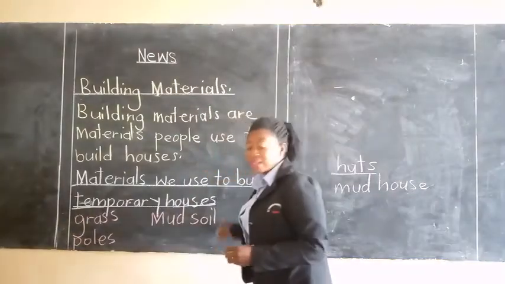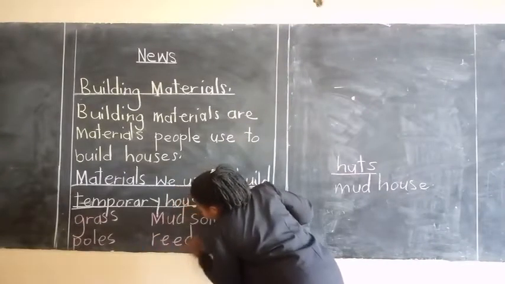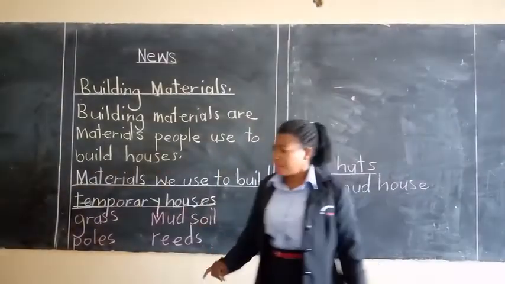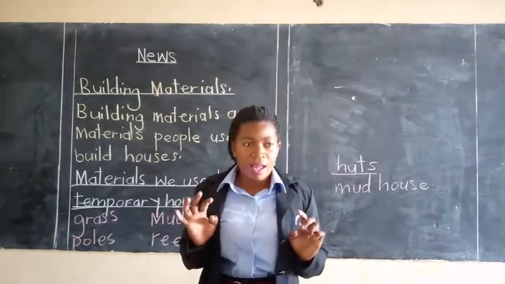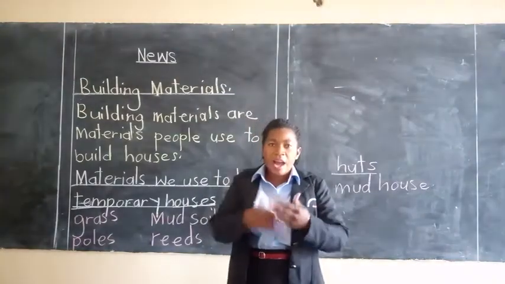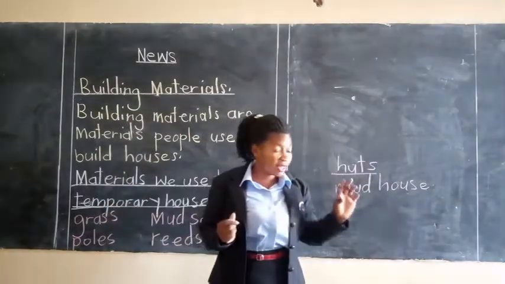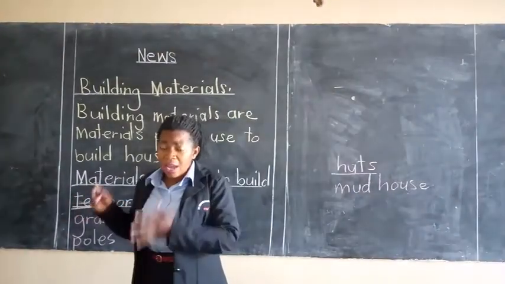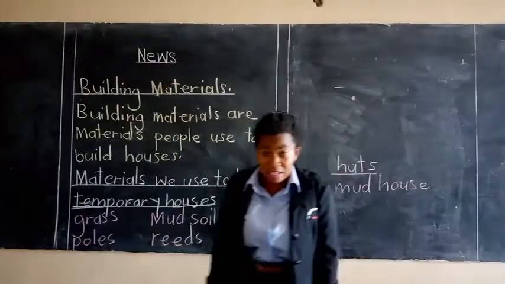Now, another building material is reeds. Another building material is reeds. These ones look like sugar cane. Sugar cane has leaves, and when you look at the sugarcane and at these reeds, at times they look alike.